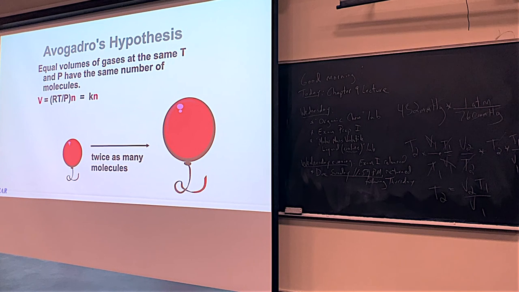Well, he said that, aha, if the volume is twice as big, that must mean we have twice as many molecules. And if you had three times as many molecules, you would have a volume that was three times as big as the original balloon. So what Avogadro was saying is that the amount N, which we're going to use moles, by the way, the amount N is proportional to volume. All right, so you increase the moles, the amount, you increase the volume. They both go up at the same time. On the other hand, if you decrease the amount, moles of gas, then you would decrease the volume. So the volume and the moles amount are proportional to each other.